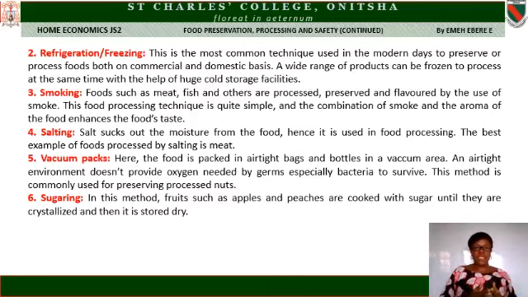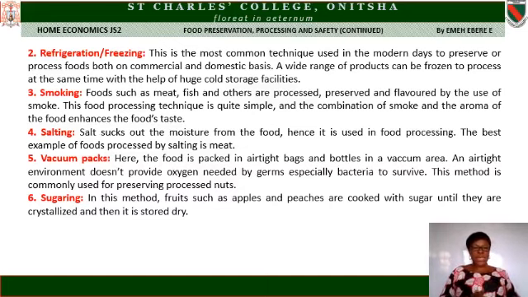Foods such as meat, fish, and others are processed, preserved, and flavored by the use of smoke. This food processing technique is quite simple, and the combination of smoke and aroma enhances food taste. Number 4, salt. Salt sucks out moisture from the food. Hence, it is used in food processing. The best example of food processed by salting is meat. I have told you earlier that if you want your meat to remain fresh until the time you use it, you simply sprinkle salt on it. It helps to suck out the water and make your meat remain fresh until you want to use it.